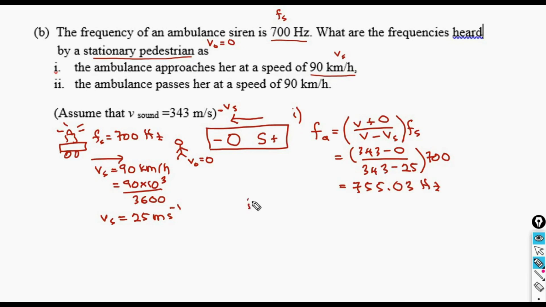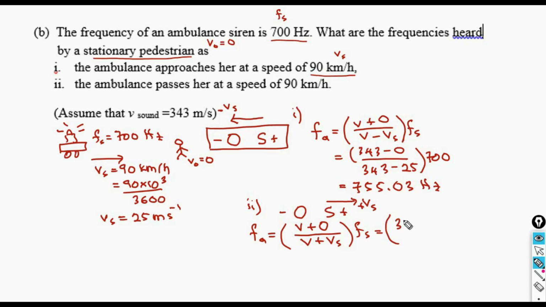For number two, as the ambulance passes her at 90 km per hour, it moves away. I draw again: observer negative, source positive. The source moves away from the observer, to the right, so VS should be positive. The formula is FA equals V, speed of sound, plus 0, because V observer is 0, divided by V plus VS, times FS.